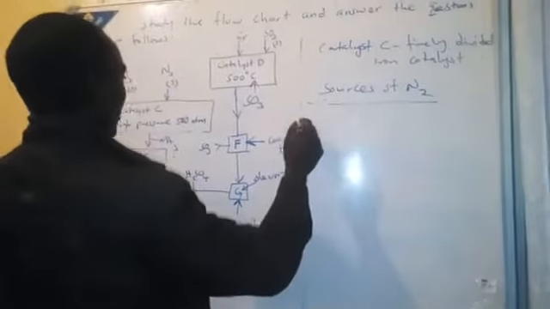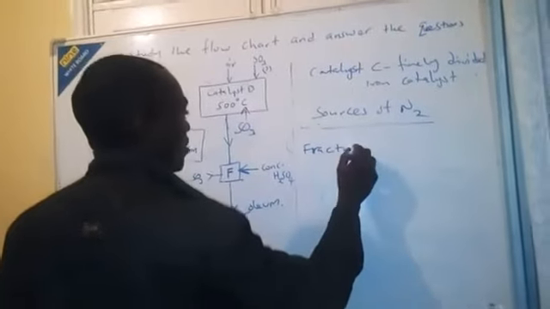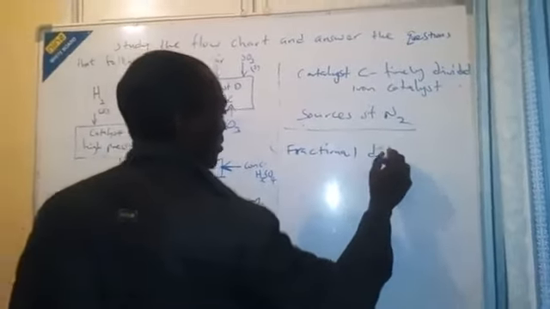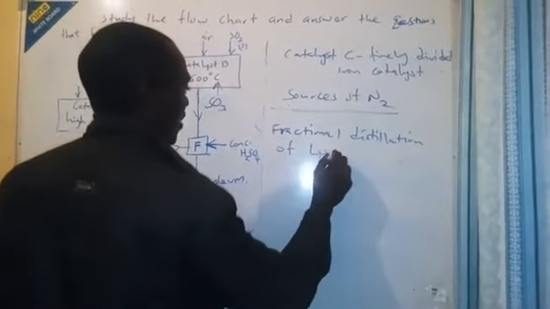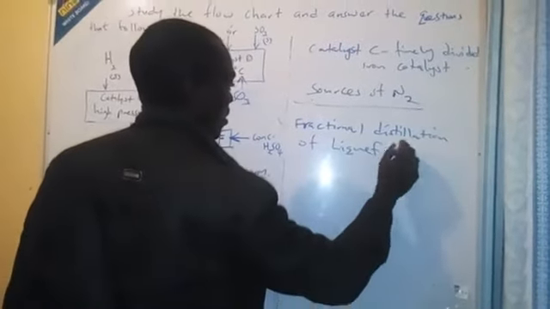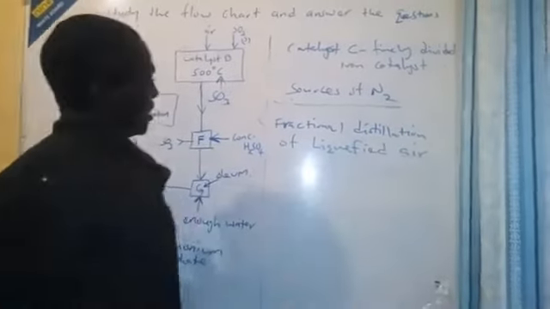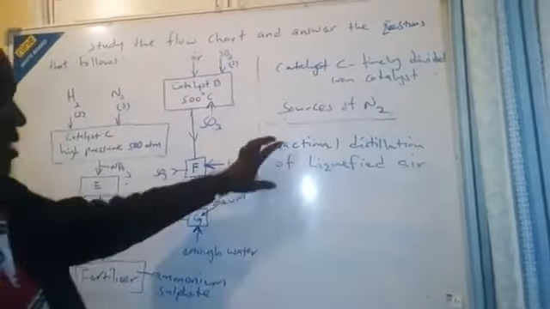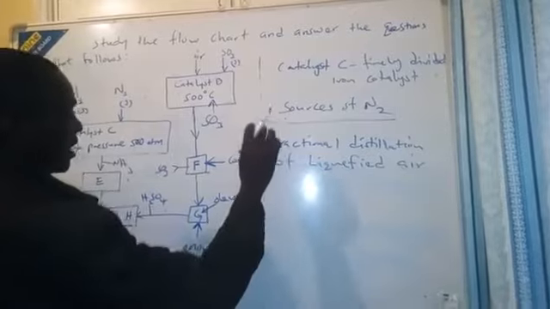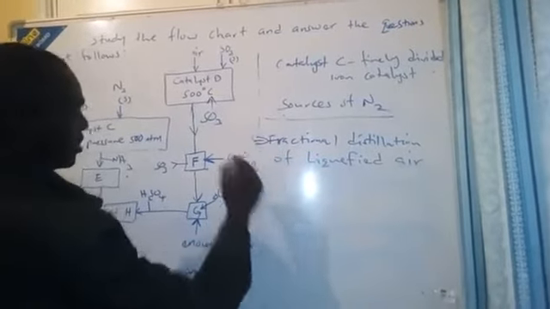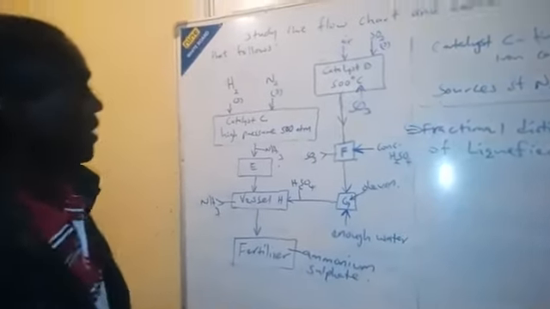The sources for nitrogen gas: nitrogen simply comes from fractional distillation of liquefied air. These are Form 1. Liquefaction of air was discussed in Form 1. But if someone has a concern or a question, you can raise it, then we'll discuss it later. At Form 1 level, you are taught how to separate nitrogen from argon and also from oxygen. So that is the source for nitrogen gas.